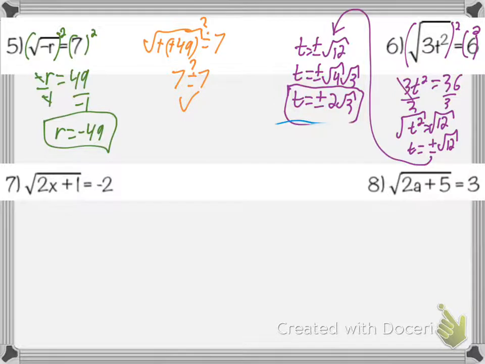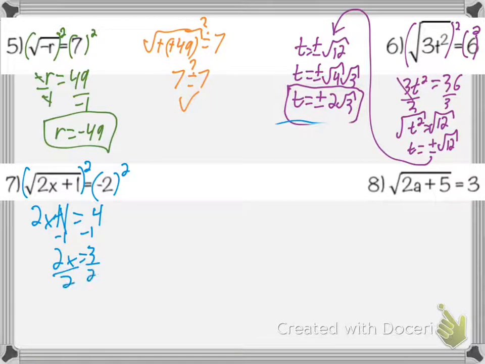Alrighty. Number 7, square root of 2x plus 1 is equal to negative 2. The radical is isolated because everything's underneath the radical on that side. So we'll square both sides. 2x plus 1 is what we're left with on the left side. And then negative 2 being squared is positive 4. So now we subtract 1. 2x is equal to 3. And divide by 2. x is equal to 3 over 2.